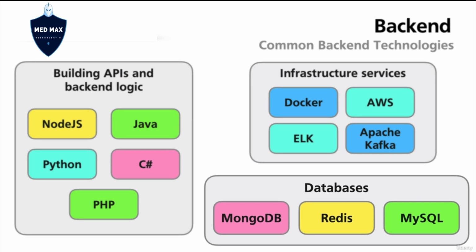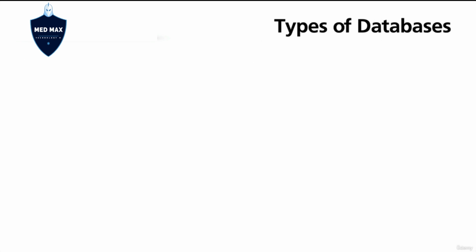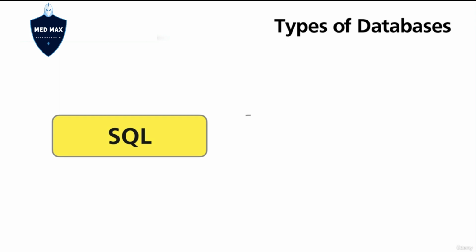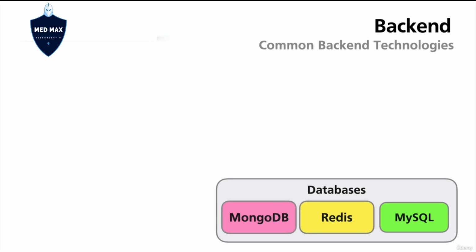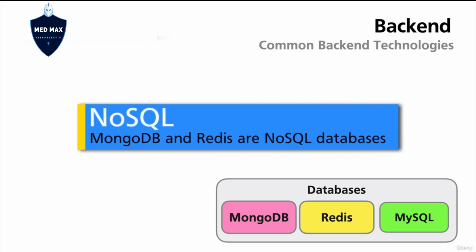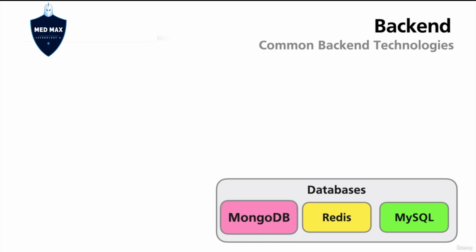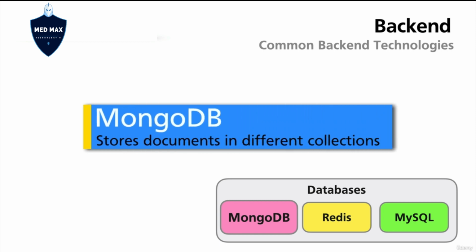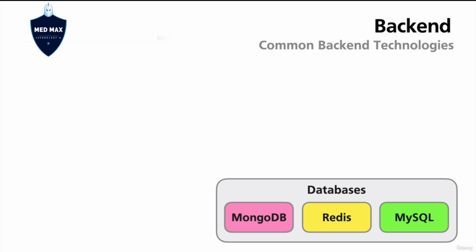Databases belong to another group of backend technologies, and there are two main types of databases: SQL or relational databases, and NoSQL databases. MongoDB and Redis are considered NoSQL databases and don't have strict requirements for the format of data stored inside of them. MongoDB is the most popular NoSQL document database, where different documents with various sets of fields are stored in different collections.